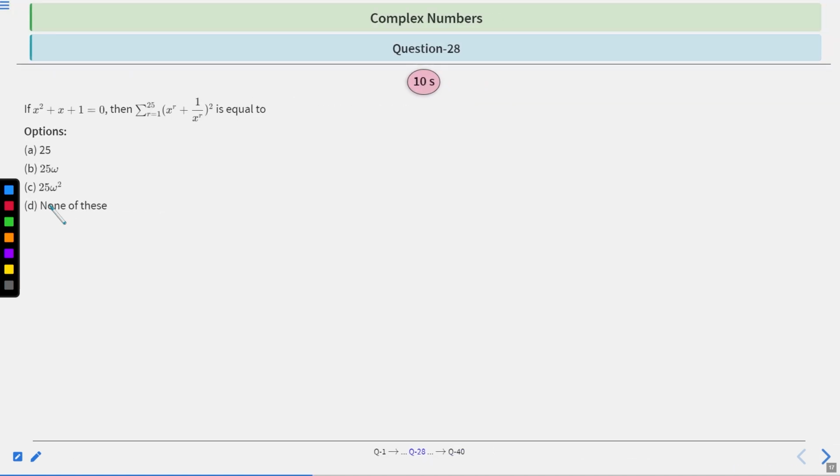Let's move to question number 28. If x square plus x plus 1 is equal to 0, then we have to calculate the summation of r equal to 1 to 25 of (x to the power r plus 1 by x to the power r) whole square. Now after 10 seconds, we will move to the solution part.